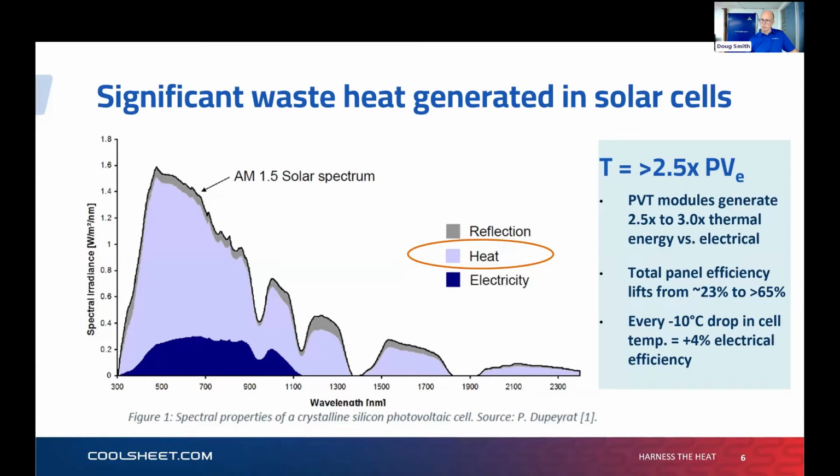That's an interesting point just on the bottom right there. For every 10 degrees Celsius that you drop the temperature of the solar panel cell, you're lifting electrical efficiency 4%. So if you can drop 40 degrees out of a solar panel from about 80 to 40, which we can do, then you're lifting its electrical efficiency by 16%. And that's significant.